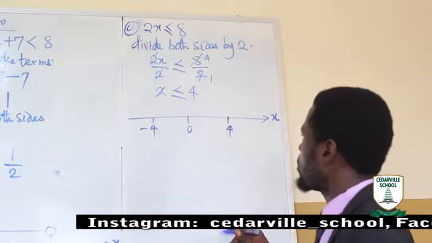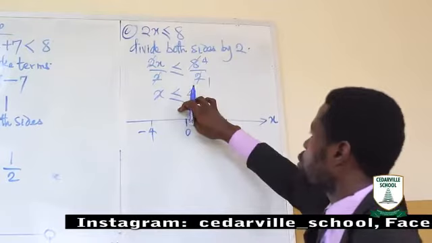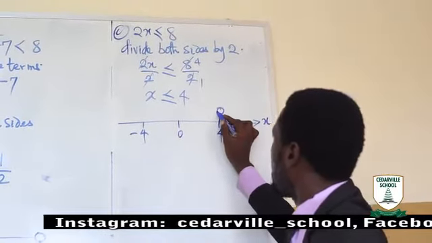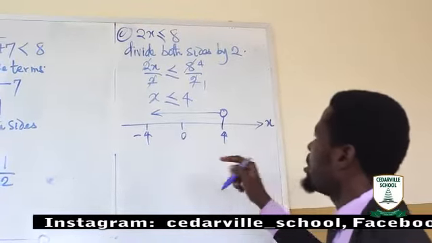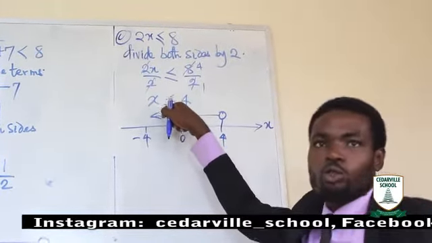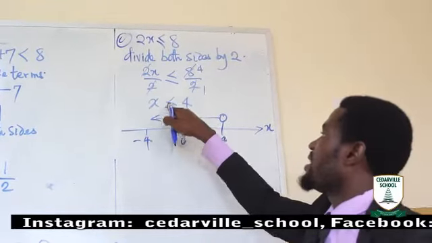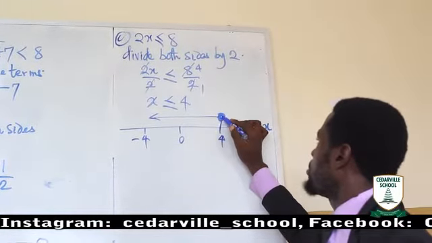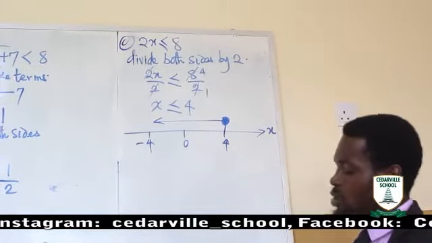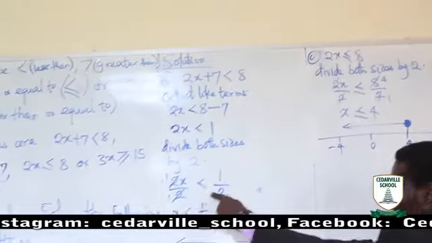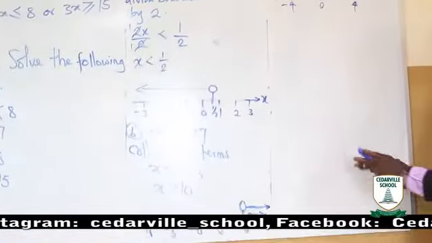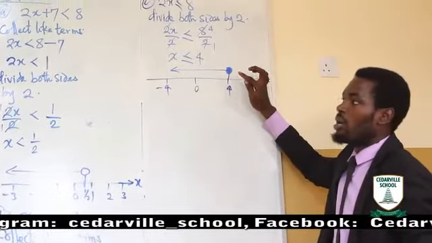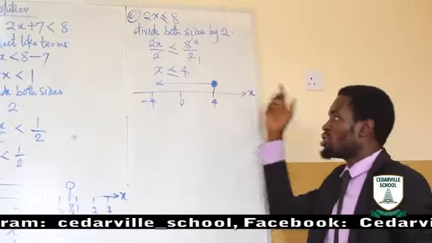So what is the next thing we need to do? This is less than or equals to. Less than is the first thing. So I will draw my circle like this and have an arrow pointing to the left. Because of this equal to that is attached with the less than symbol, we are going to shade this circle. Mind you, when we had just less than, we did not shade the circle. But when you have less than or equal to, you are going to shade the circle. And when you have greater than or equal to, you are going to shade the circle.